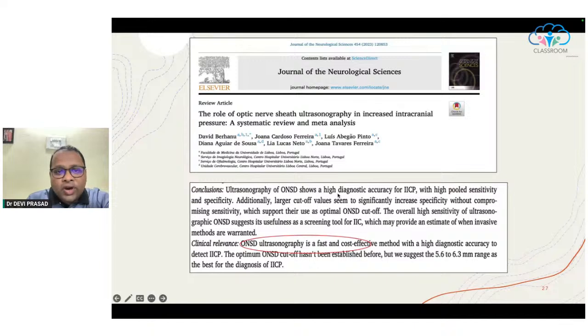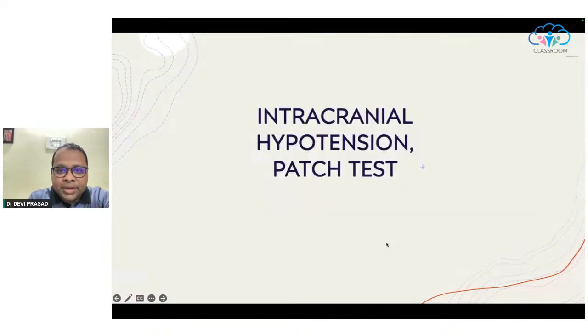And the role of optic nerve sheath in increased intracranial pressure. This was a systematic review and meta-analysis by David Banaho et al. And they found out that it is a fast and cost-effective method with a high diagnostic accuracy. And they suggest a cutoff as usual. It has been known that it has not been successfully established, but they suggested a range of 5.6 to 6.3 millimeter as the best for the diagnosis of intracranial ICP increase.